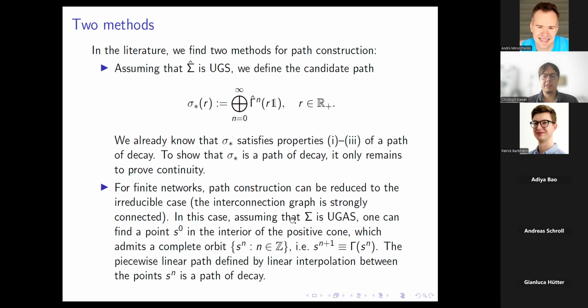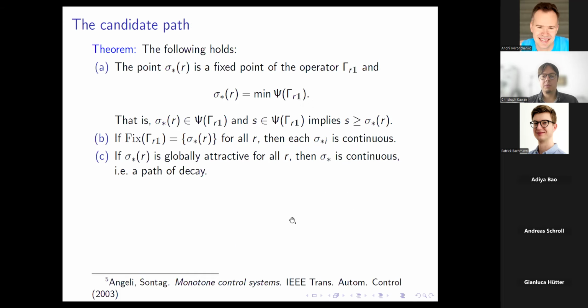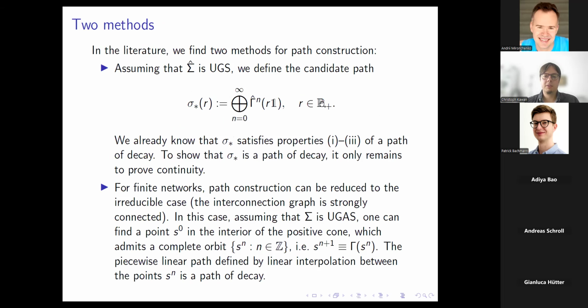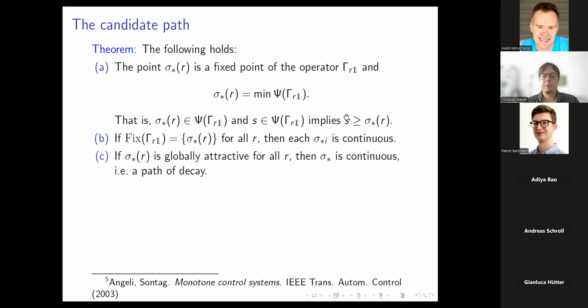And I looked at these two methods and checked what kind of sufficient conditions they give us here in this setup of infinite networks. Let's first look at the first method, this candidate path. Here we can show the following theorem. First, the point sigma star of R, for any R, is a fixed point of this operator. And it's actually also the minimum of the decay set of this operator. That means it's an element of the decay set, and for any other element S, we have this inequality. So in that sense, it's the minimum.